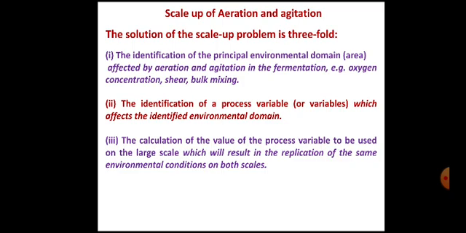That means first step involves the identification of the domain. Second step involves the identification of the process variable which is related to that domain. And third step involves the modification or the changes according to the calculated value so as to obtain the same conditions as that of the earlier scale in order to get the same productivity.